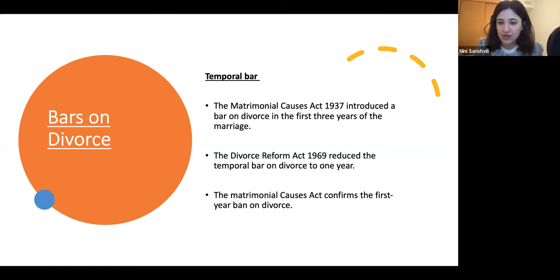The Divorce Reform Act 1969 reduced the temporal bar on divorce to 1 year only. And the Matrimonial Causes Act confirms the first year ban on divorce. So under the Matrimonial Causes Act, only in the first year can the couple not get a divorce. But I think the new act is even decreasing this bar. It's not abolishing it altogether, but it's decreasing. So make sure that you have a look at the new act if it applies for this year's exam.